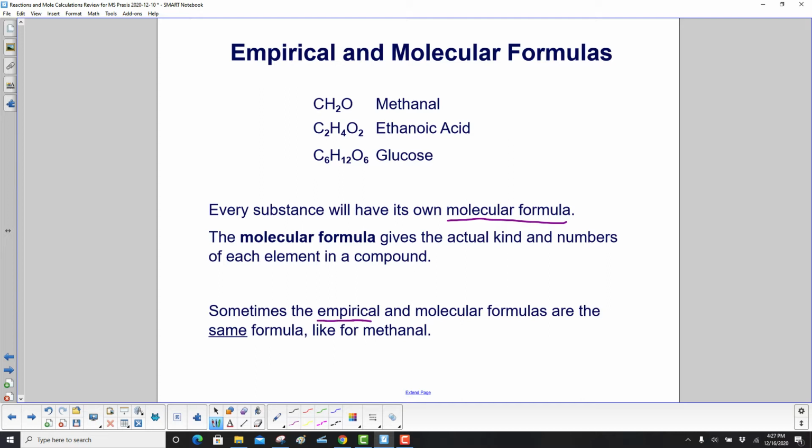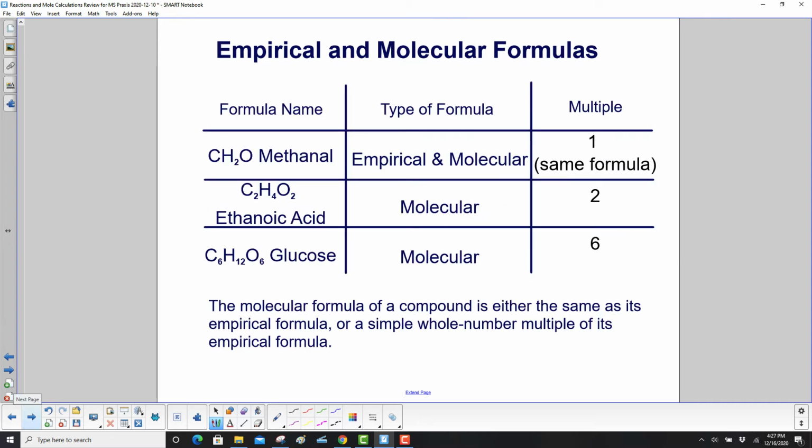Sometimes the empirical formula and the molecular formula are the same, like for methanol here, CH2O. The molecular formula of a compound is either the same as its empirical formula or a simple whole number multiple of its empirical formula. Methanol, it's the same for both. Ethanoic acid, you have to multiply it by 2 to get from the empirical formula to the molecular formula. Glucose, you multiply it by 6.